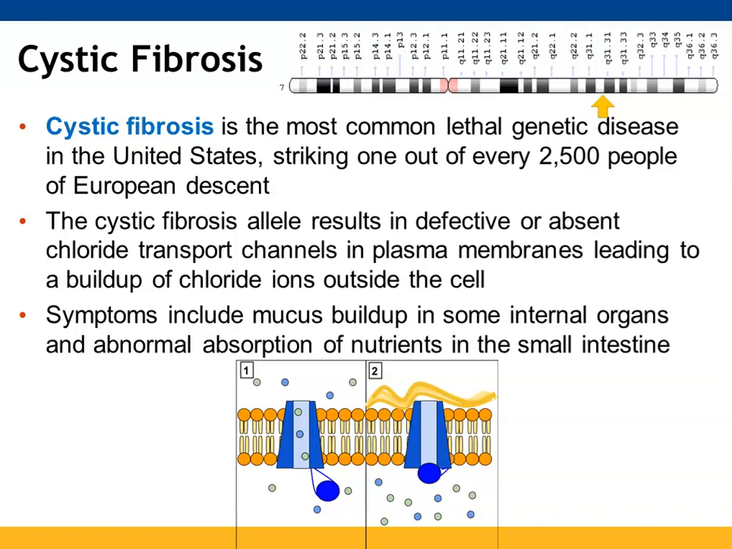When that allele is recessive, you can have transport channels that will not function properly in terms of moving chlorine, or they just won't be there. And so that's going to cause chloride ions to build up outside of your cell. And so when you don't have those chloride ions being able to move in and out when they need to, some of the physical manifestations of that are mucus buildup and nutrient malabsorption.